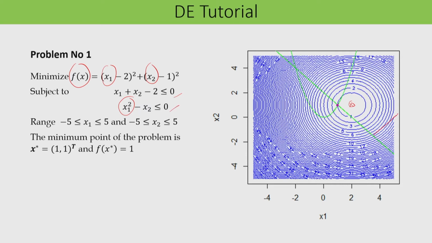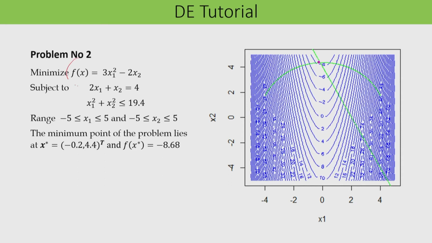So this is the first constraint, x1 plus x2 minus 2 less than or equal to 0, and this is your second constraint, x1 square minus x2 less than or equal to 0. Therefore, the solution has to satisfy these two constraints. The constrained optimal solution of this problem is 1, 1 and the function value is 1. We will apply DE, differential evolution, to solve this problem, and we should get x star equal to 1, 1, and the function value at the optimal solution equal to 1. So this is the first problem we will solve using differential evolution.